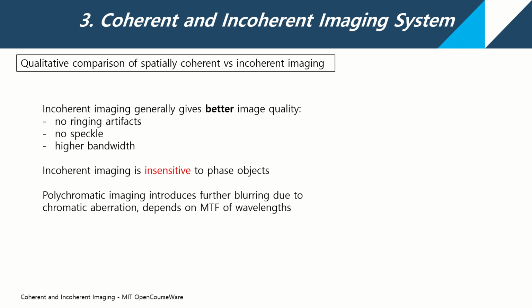The last title is Qualitative Comparison of Spatially Coherent with Incoherent Imaging. Incoherent imaging generally gives better image quality, because there are no ringing artifacts, no speckles, and it has higher bandwidth. But incoherent imaging is insensitive to phase objects. In case of polychromatic imaging, it introduces further blurring due to chromatic aberrations, depending on the MTF at different wavelengths.